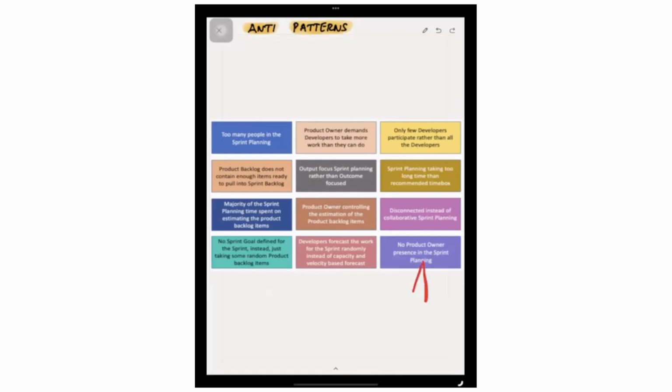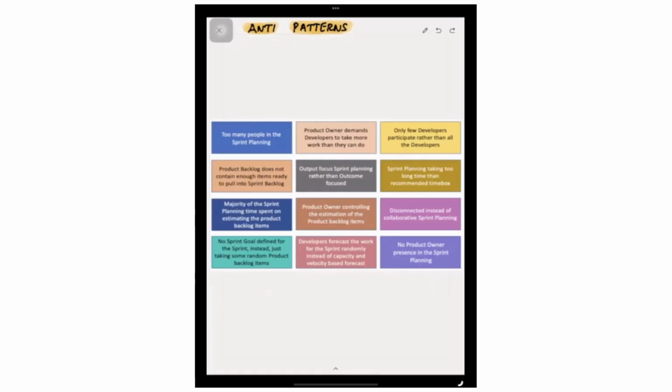And no product owner presence in the sprint planning. The product owner should come with a business objective for the sprint, and it will be converted into a sprint goal. So if the product owner is not attending the sprint planning, then probably the developers may not have an idea on what is the goal to be achieved. So the product owner's presence is equally important as the developers or Scrum Master.